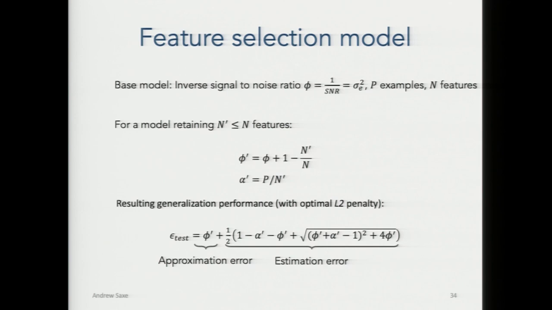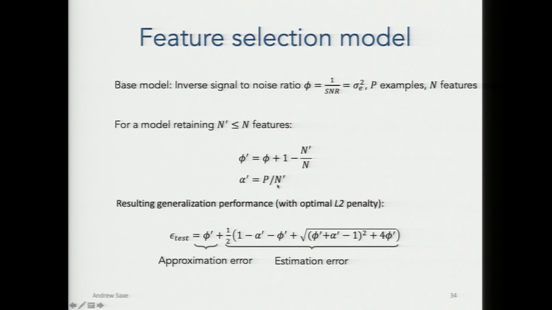Okay, so what happens when you look at this? Well, this is sort of how it maps. So if you used to have an approximation error, also called an inverse signal noise ratio of sigma epsilon squared, this is saying how much noise you're adding to the teacher. Then as you throw away features, you're going to have even more approximation error, which I'm going to call phi prime here. And then the load is now going to be the number of examples divided by n prime, which is the number of features you're retaining.